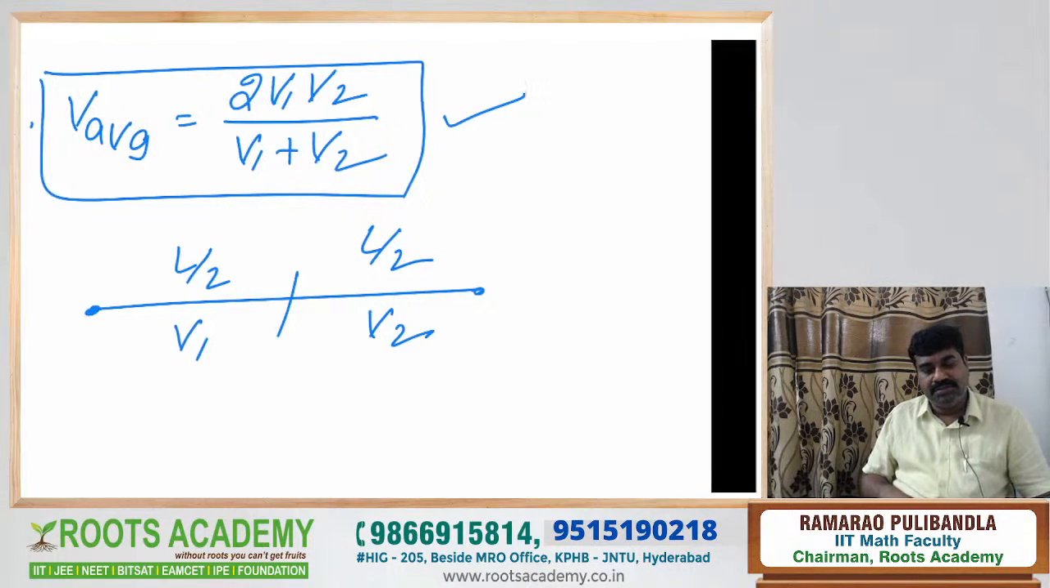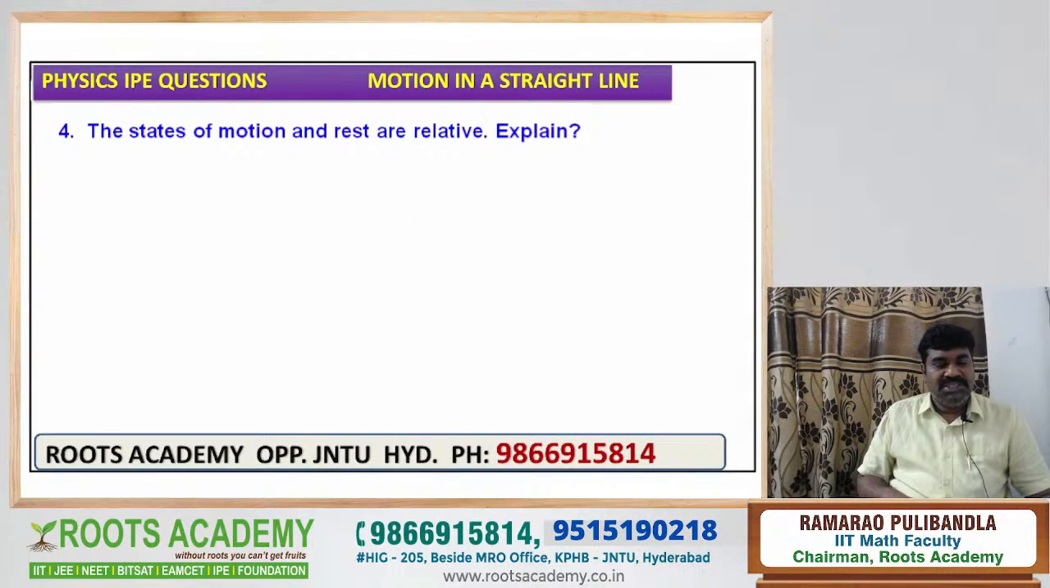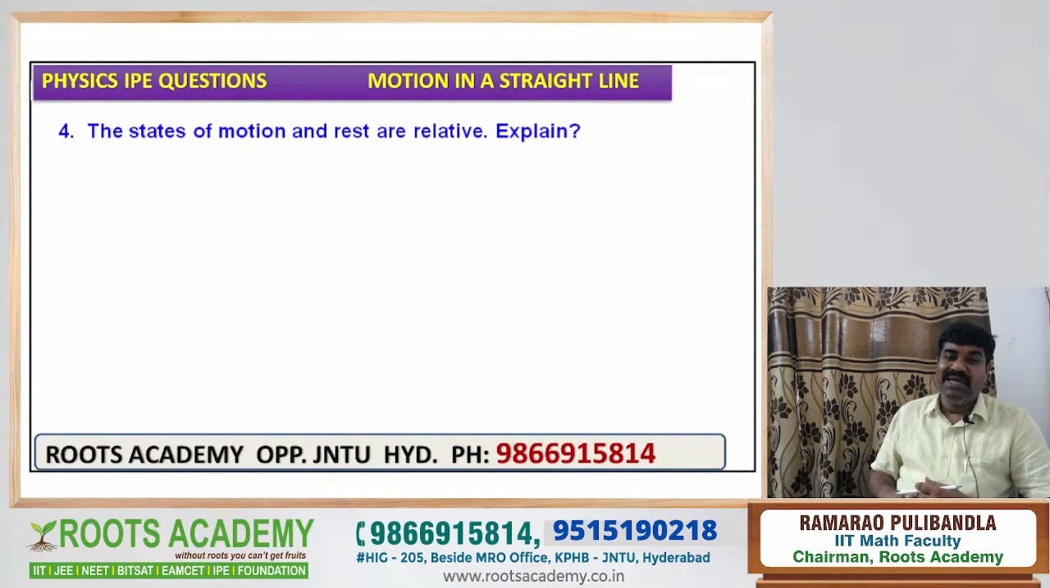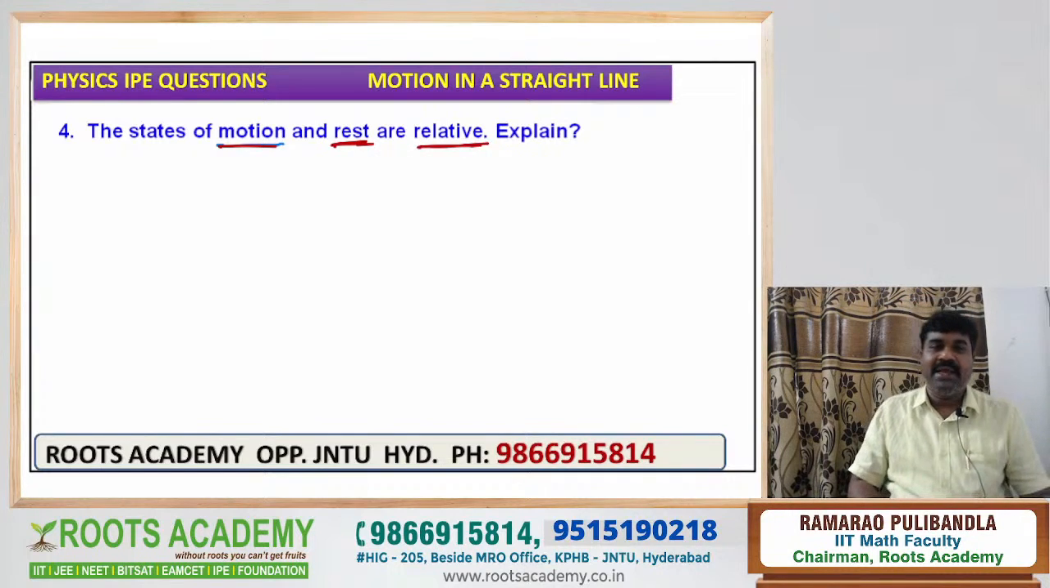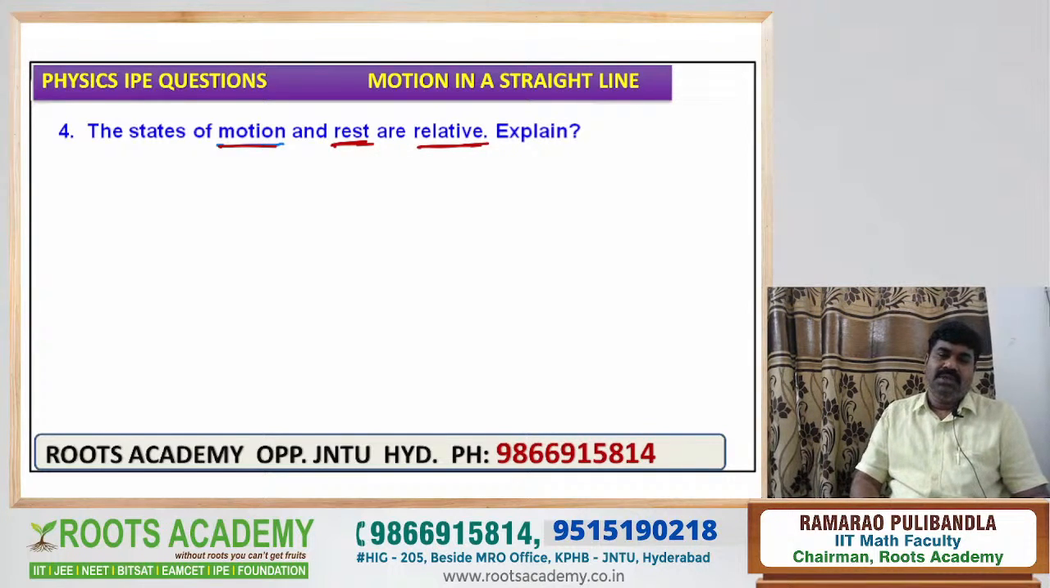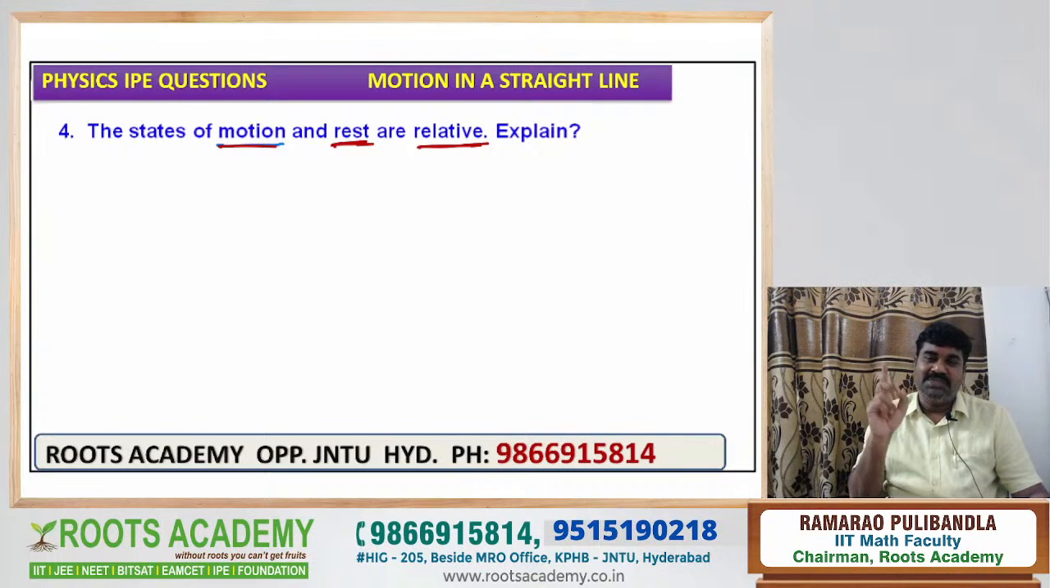Okay, next one. The states of motion and rest are related, explain. What is the rest and what is the motion? Here, what is the motion? The position of the body changes with respect to the surroundings and time. That is called the motion. The position of the body does not change with respect to the surroundings and time. That is called the rest.